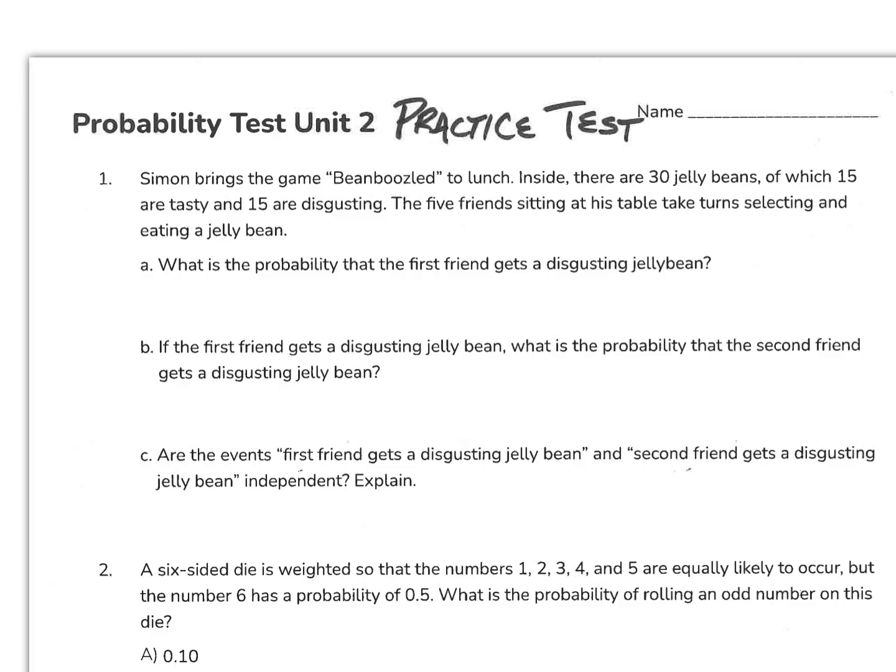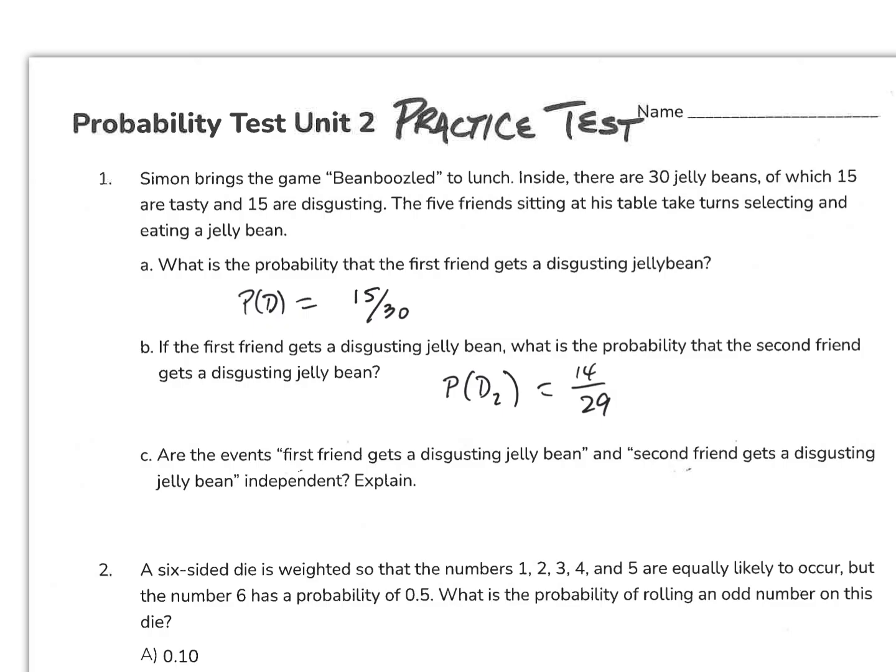Well, there's 15 disgusting ones, 30 total, so it seems pretty obvious that the probability of a disgusting is equal to 15 out of 30. If the first friend gets a disgusting jelly bean, what is the probability that the second friend will get a disgusting jelly bean? Now remember, they're eating the jelly beans, so they are not replacing them. So the probability of disgusting number 2, the second one in a row, would be 14 out of 29. There would only be 14 disgusting jelly beans left and 29 overall jelly beans left.